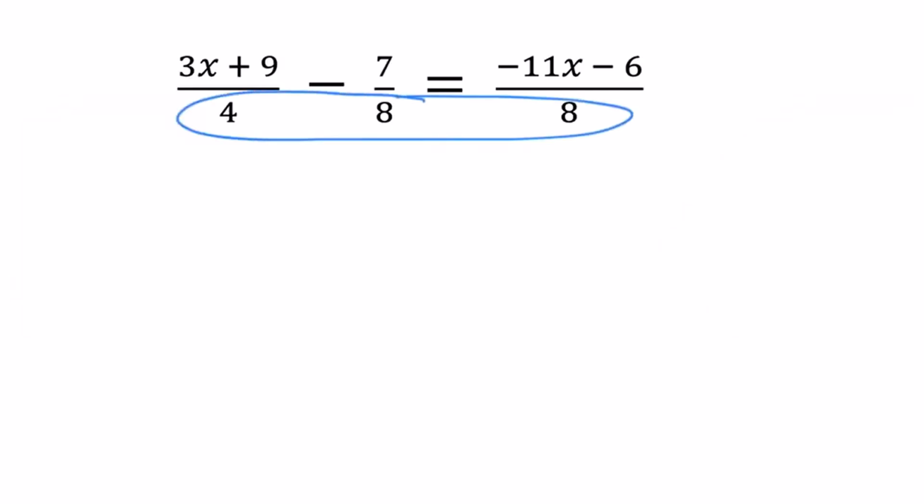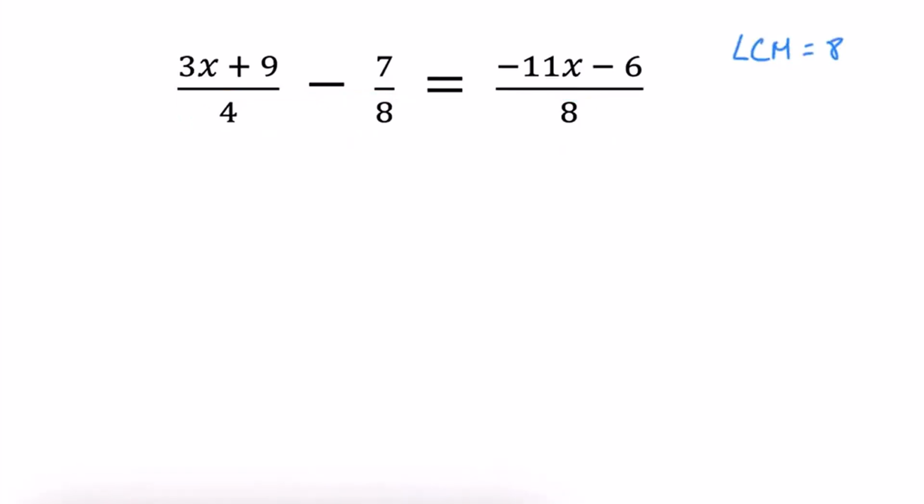4, 8, 8. So the least common denominator for 4, 8, and 8 is 8. So the least common denominator, or the least common multiple, is 8. So what we need to do is multiply each fraction by 8 over 1.